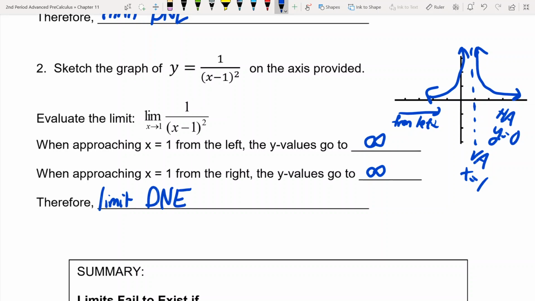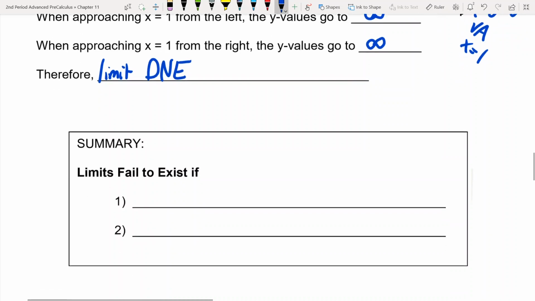Infinity is a concept, not a number. And in order to be a limit, you do need to come to some specific number. You've got to converge on a specific number.